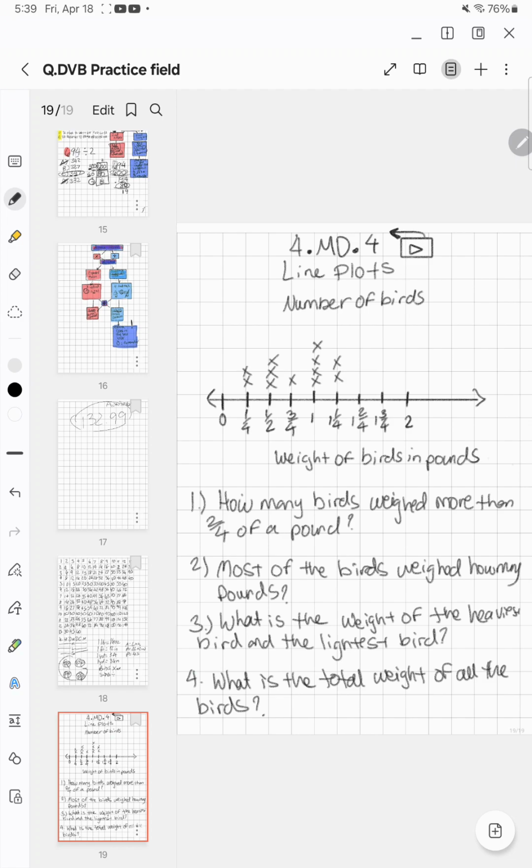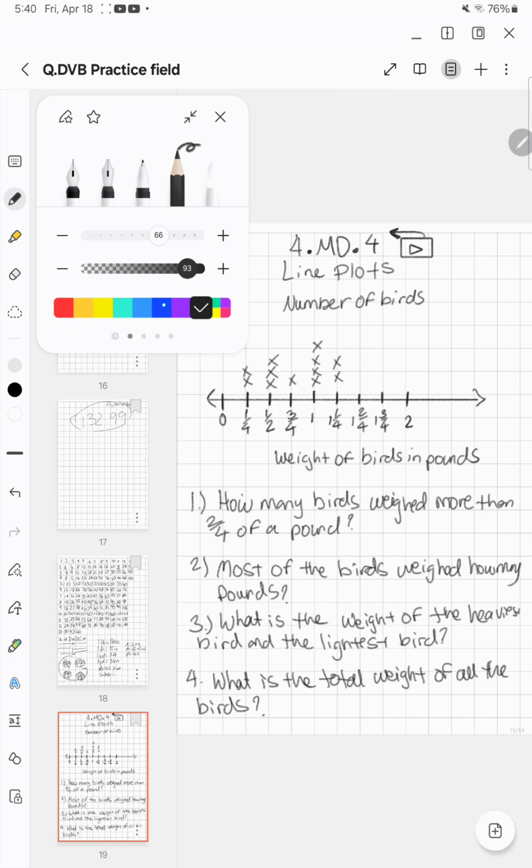So the first thing is, how many birds weighed more than 2/4 of a pound? Now, if we look here, I can look and look and I don't see 2/4 anywhere. But here's a little trick that you can do. You can actually look at this. It actually goes in order.